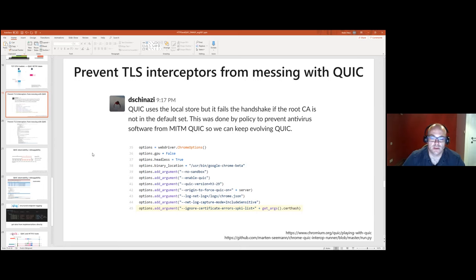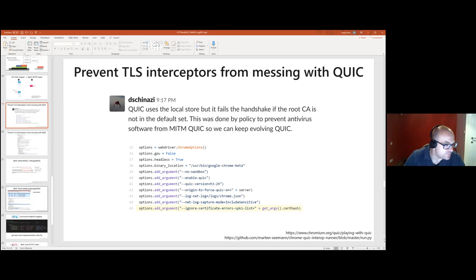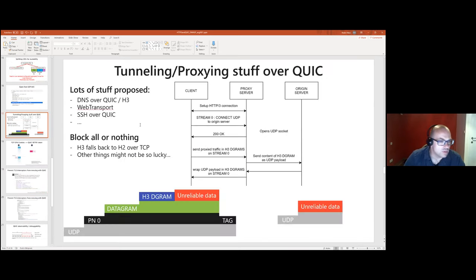They will lose some of the performance optimizations, but it won't actually fully break things, at least yet. I have one slide here. Let me see. Right.